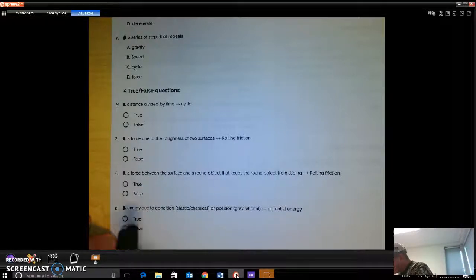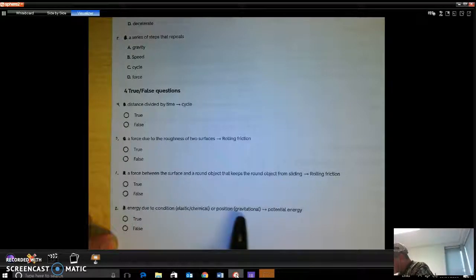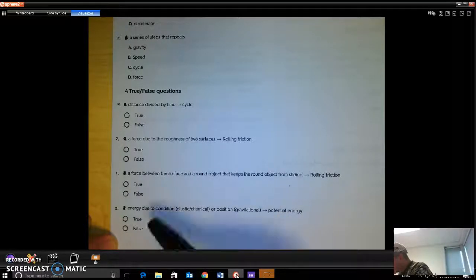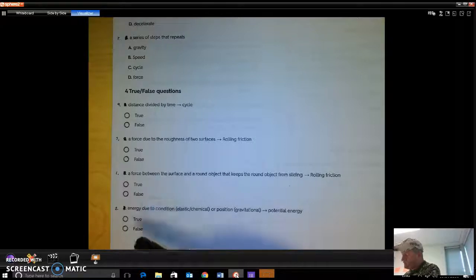Last one. Energy due to condition, elastic, chemical, or position. That would be like gravitational. Is that potential energy? If so, mark true. If you disagree, mark false.